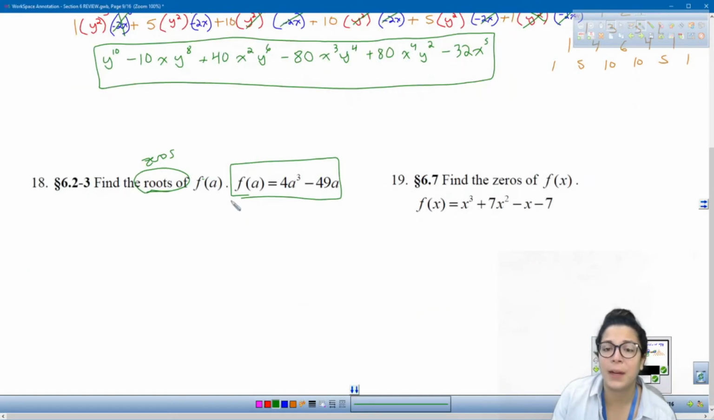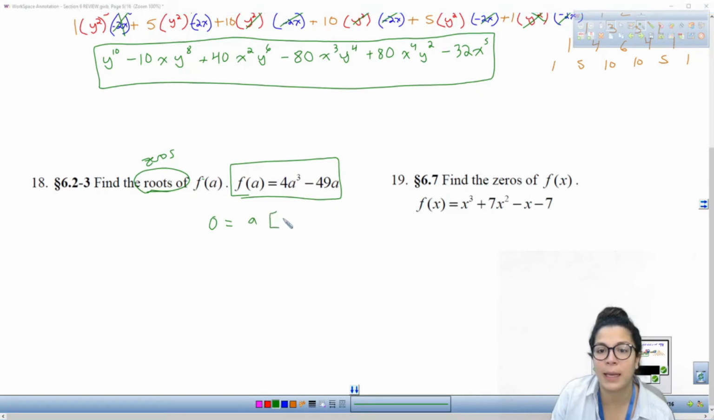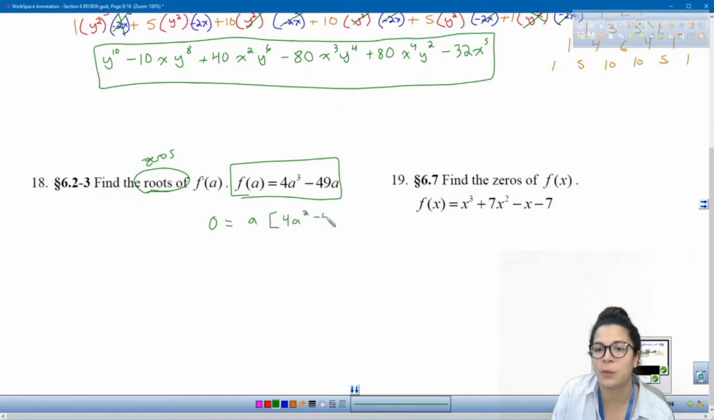Now, I could find the zeros by setting f of a to be 0, setting the output to be 0. And then I need to factor this so that I could set each factor equal to 0, right? I could use the zero product property. I could factor out a. And once I do that, I get 4a squared minus 49. Do you notice that both of these are perfect squares?